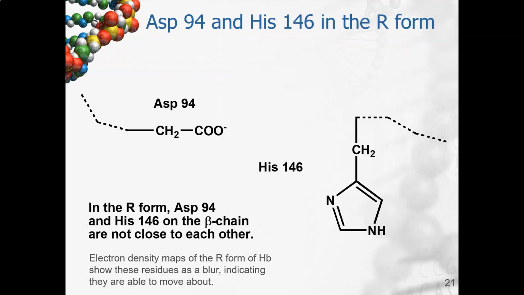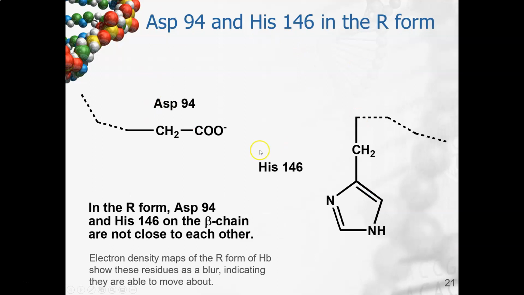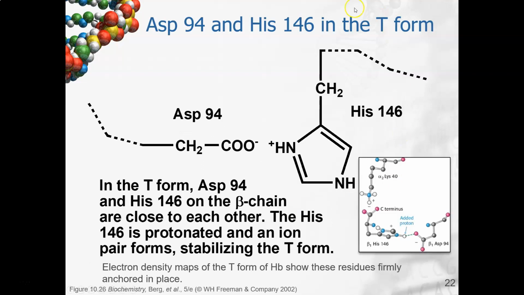So a good example right here is if we look at that histidine 146, it's not particularly close to an Asp when it's in the R form. And in fact, they're not particularly still either. If you look at electron density maps, they're very blurry, which means that these residues are able to kind of flop around. It's like taking a photograph of somebody who's running. The photograph is probably going to be blurry. But when you convert to the T form, these are fixed in place, and the electron density maps show that.